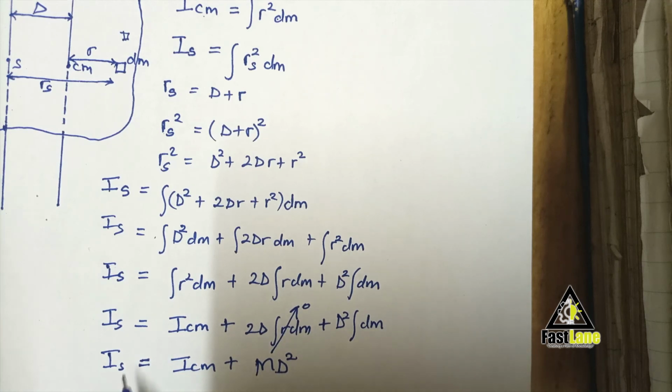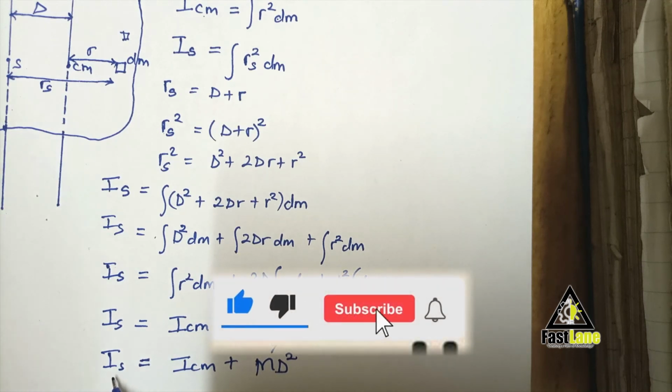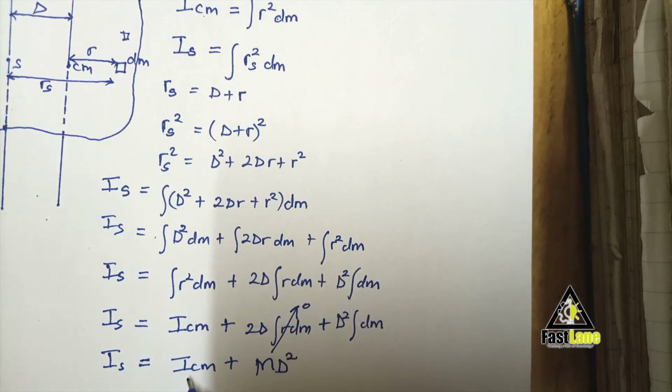Therefore, the moment of inertia about any axis equals the moment of inertia through the center of mass plus the mass of the body multiplied by the square of the distance between the two axes. Hence, this is the proof of the parallel axis theorem.